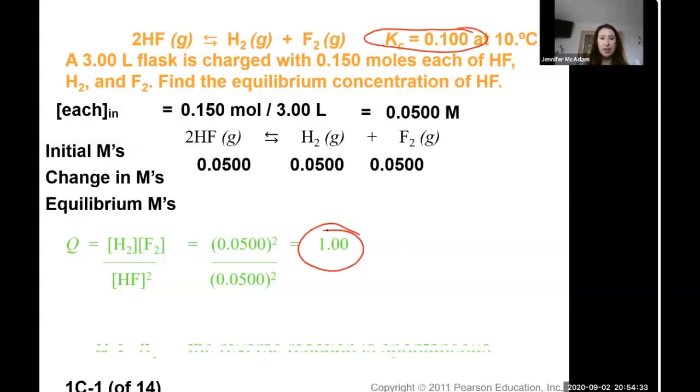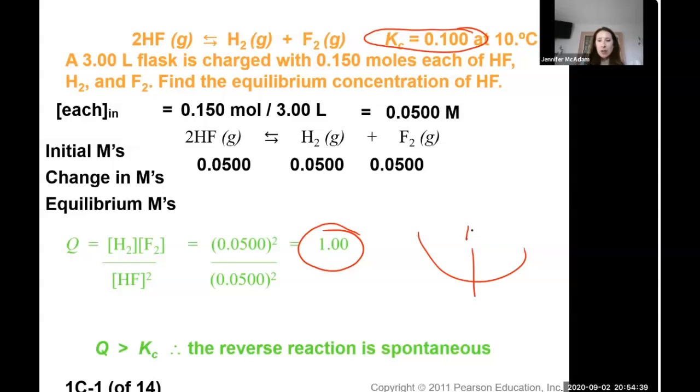Our Q is bigger than our K, right? So if we do our little, I like to use a little pendulum, right? Here's when Q and K are equal. If Q is bigger than K, it's got to go backwards, right? So that means that we're going to go backwards. So our products are going to decrease, and I'll show you in a second, and this is going to increase. So in your ICE table, how do you show that?